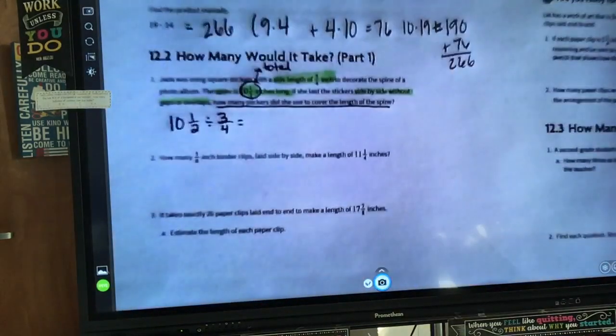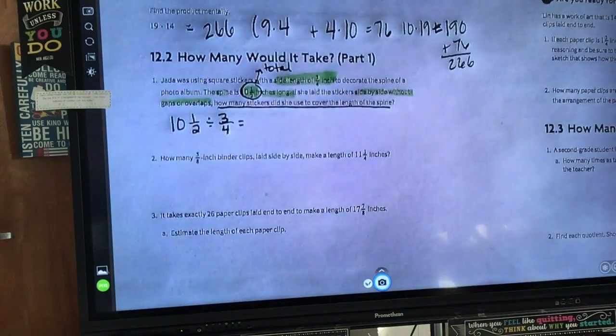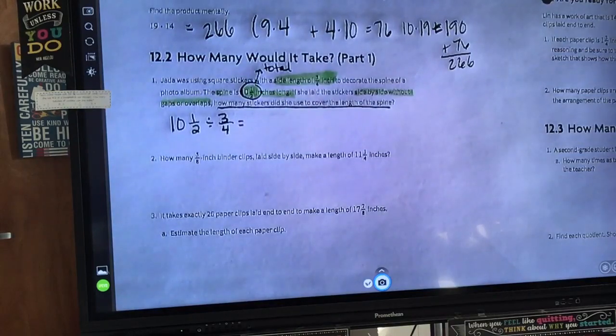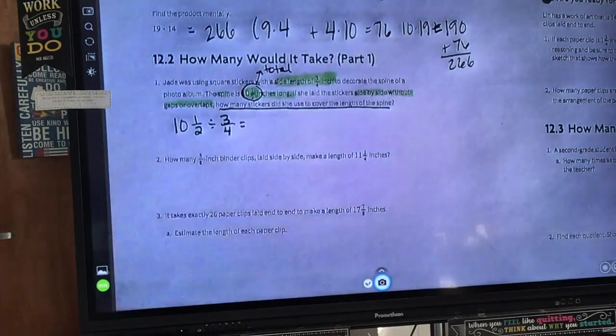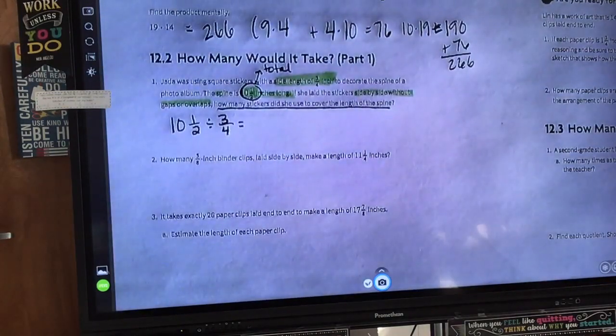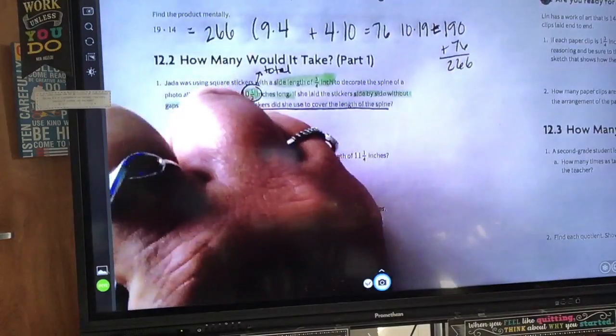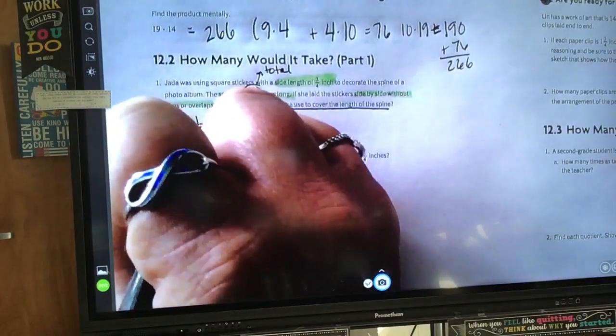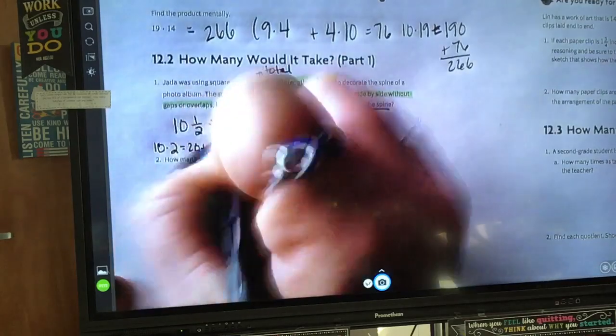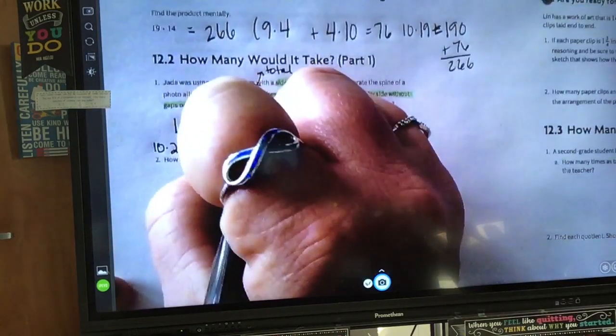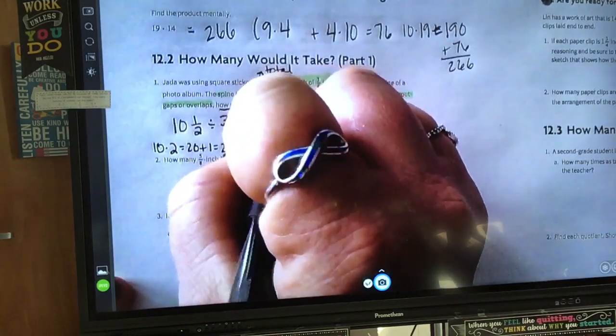All right, what do we have to do with 10.5? Because we cannot divide it. What do we have to do with it first? Levi, either sit down or pay attention. So what do we have to do with this first? Emma? Multiply 10 by 2 and add 1. So 10 times 2 equals 20 plus 1 equals 21. So this becomes 21/2 divided by 3/4.